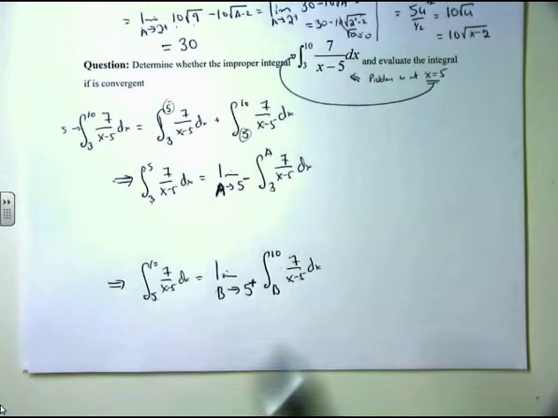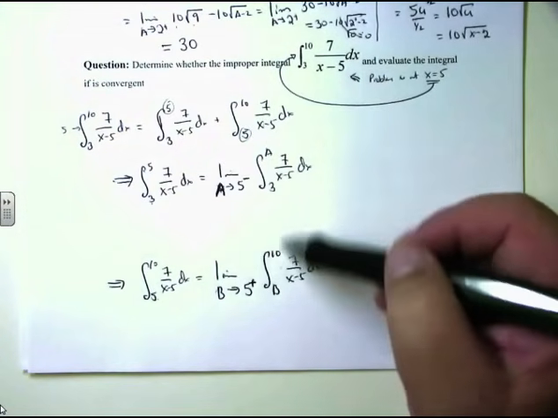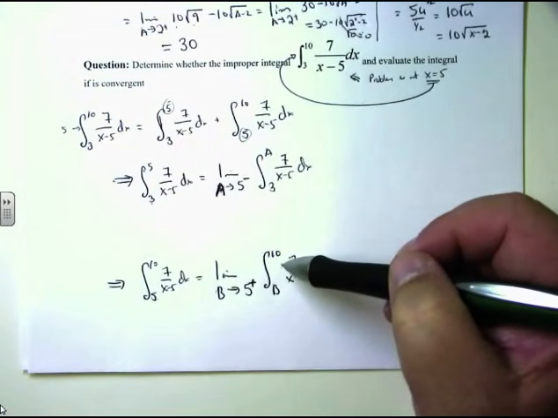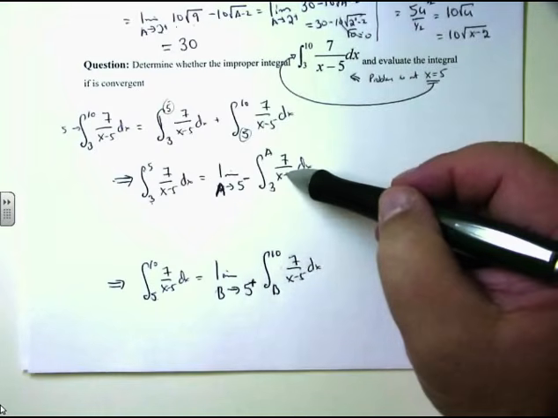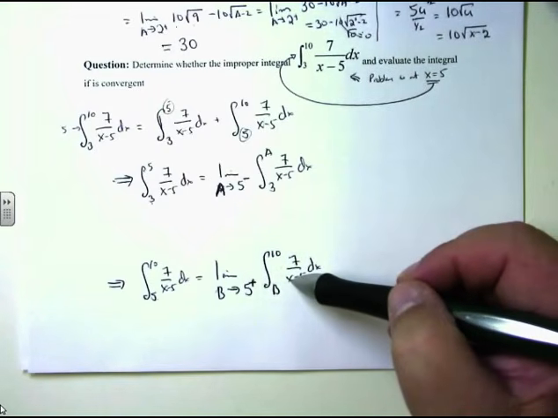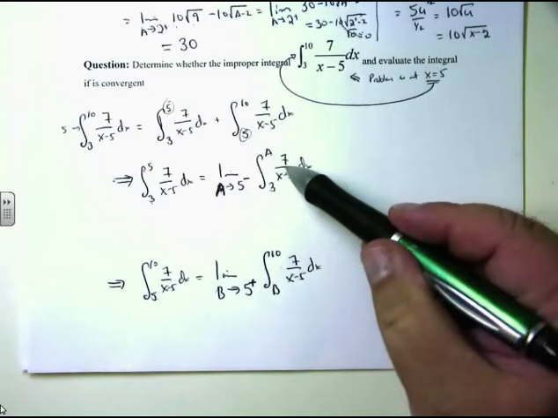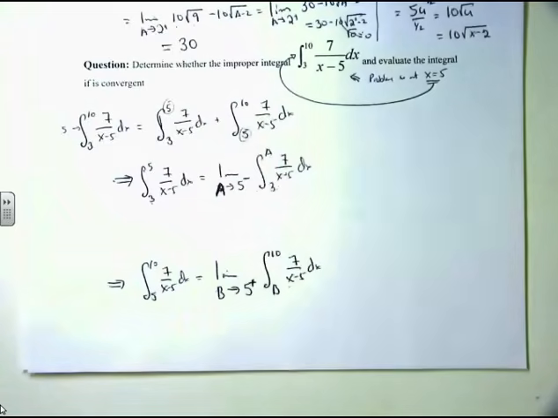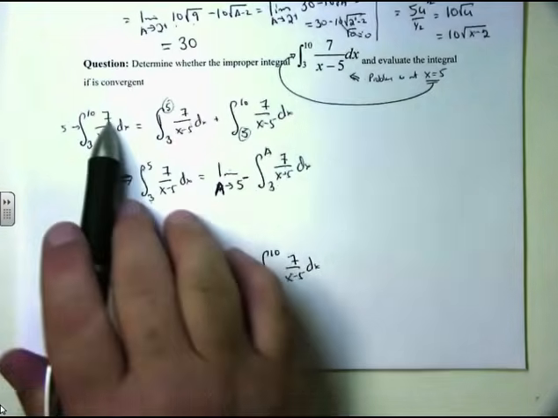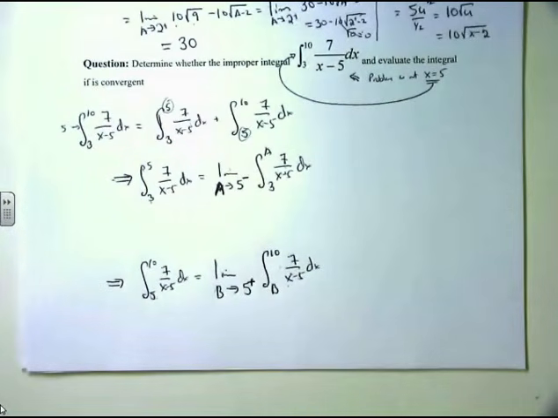However, if just one of these two integrals diverges, I don't care what the other guy does. If this guy diverges and this one's convergent, who cares? Well, infinity plus 5 is still infinity. So if just one of these two integrals diverges, the whole answer for my problem is going to be diverges.